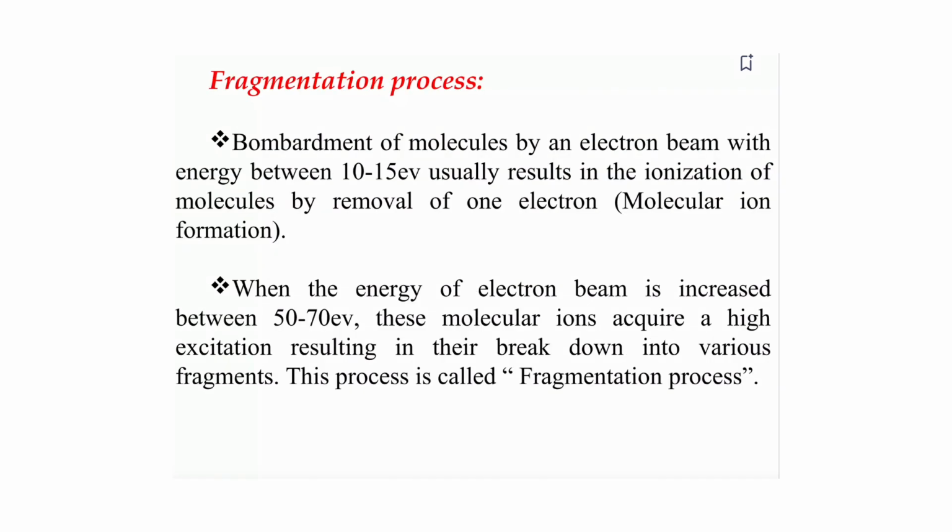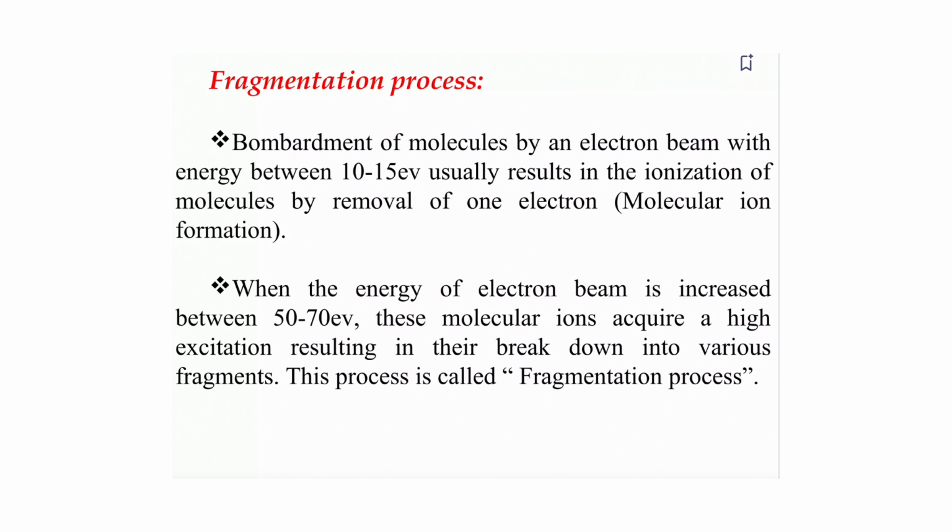So, one of the processes that is involved in mass spec is fragmentation. The bombardment of molecules by the electron beam with energy between 10 to 15 eV usually results in the ionization of molecules by removal of one electron. That is the formation of molecular ions. So this is the first step of the whole procedure, which is ionization.